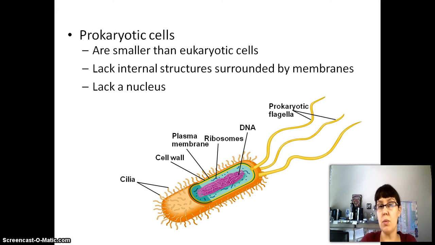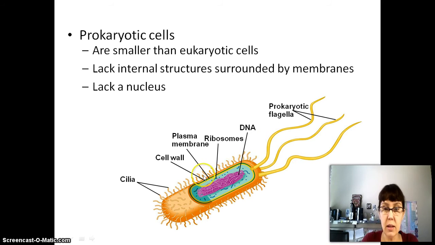They're much smaller, and they lack internal structures. They don't have a nucleus. So in this picture of a prokaryotic cell, you'll notice several things. First, the cell is covered in cilia. These are small hairs that allow the cell to move. There are also long tail-like structures which are referred to as flagellae, or multiple flagella.